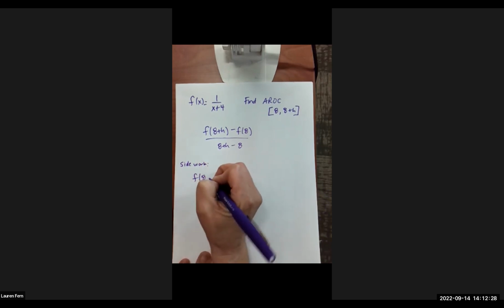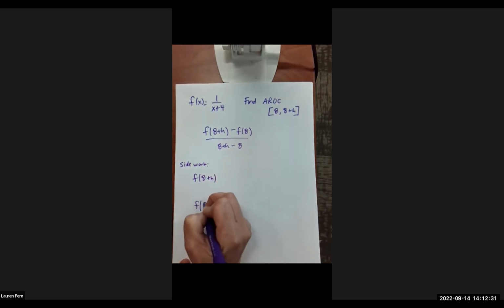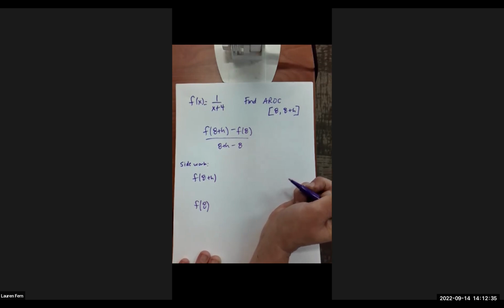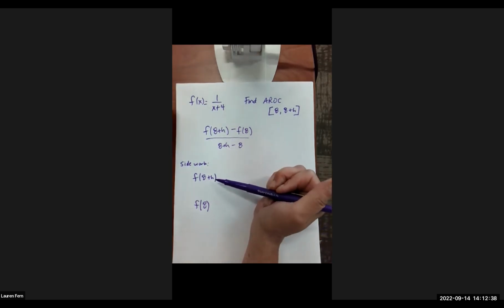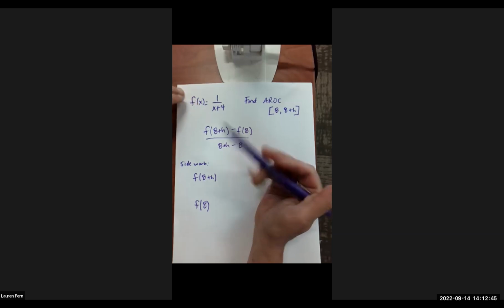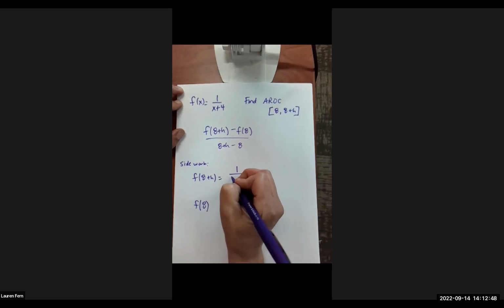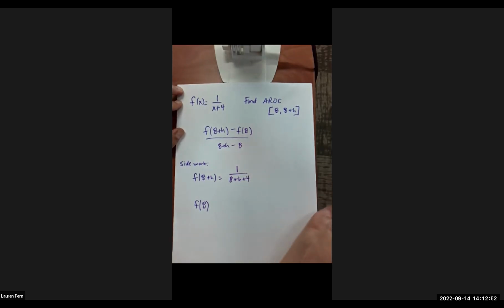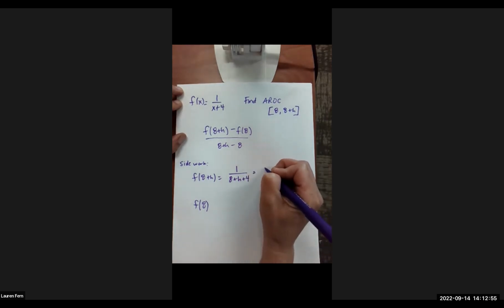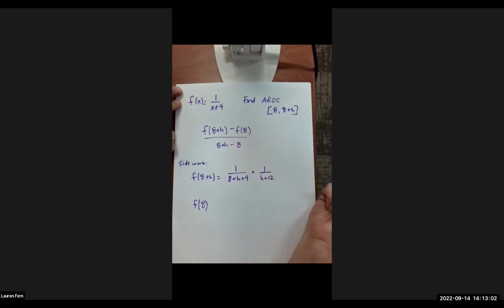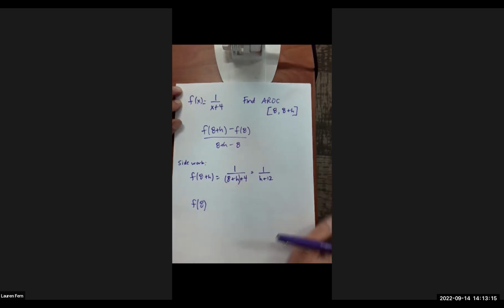We need to know what is f of 8 plus h, and we also need to know what is f of 8. So what does it mean to find f of 8 plus h? It means everywhere where we see an x in our function f, what are we going to plug in? 8 plus h. So isn't that 1 over 8 plus h plus 4? And will you grant me I can write that as 1 over h plus 12, or you could write 12 plus h, doesn't matter. You with me there? It could, but you want to combine numbers when you can.